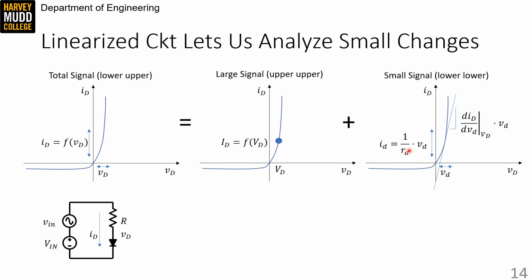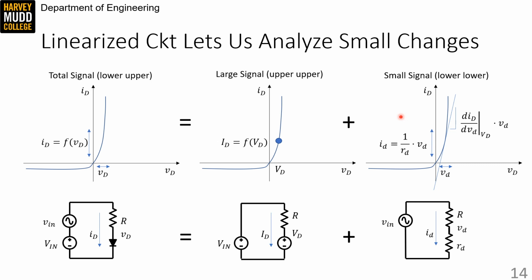And RD is going to vary as we change VD, because we are evaluating a derivative with respect to VD to calculate it. So RD is the inverse of the slope at every point on the diode curve. We can see that being applied to a circuit in the pictures below. So we're turning this mathematical representation into a circuit representation.